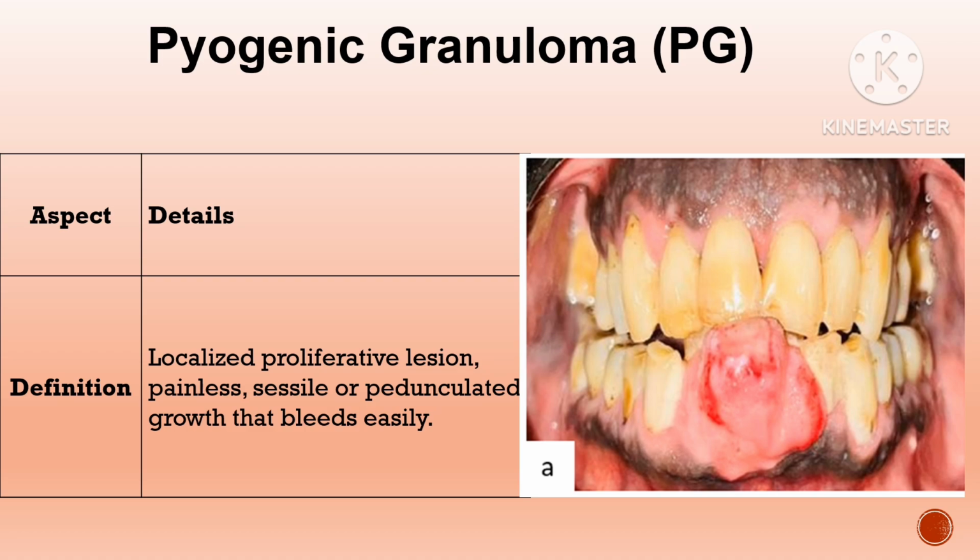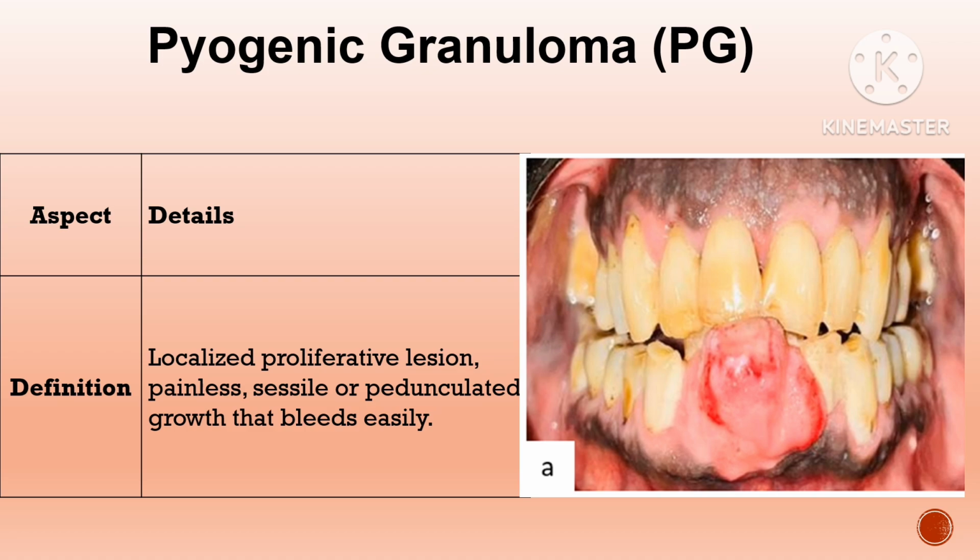A pyogenic granuloma is a common benign growth that often appears on the skin or the mucous membrane, especially in the oral cavity. Despite the name, it's neither pyogenic nor a true granuloma. Instead, it is a reactive vascular lesion that typically arises in response to local irritation, trauma, or hormonal influences.